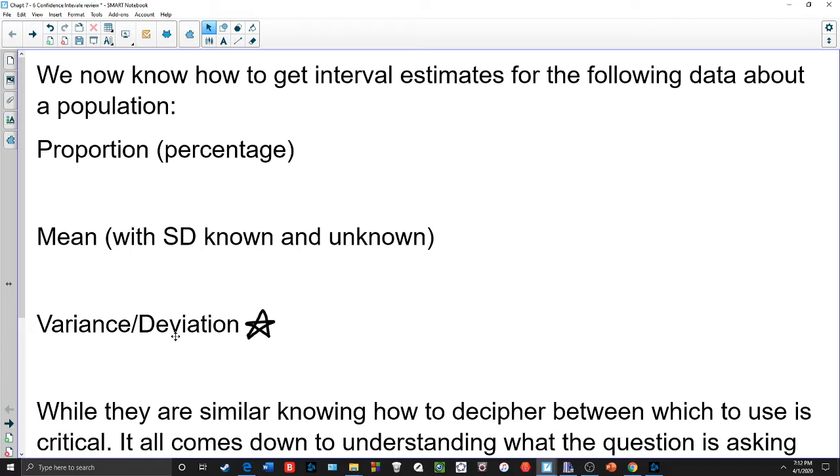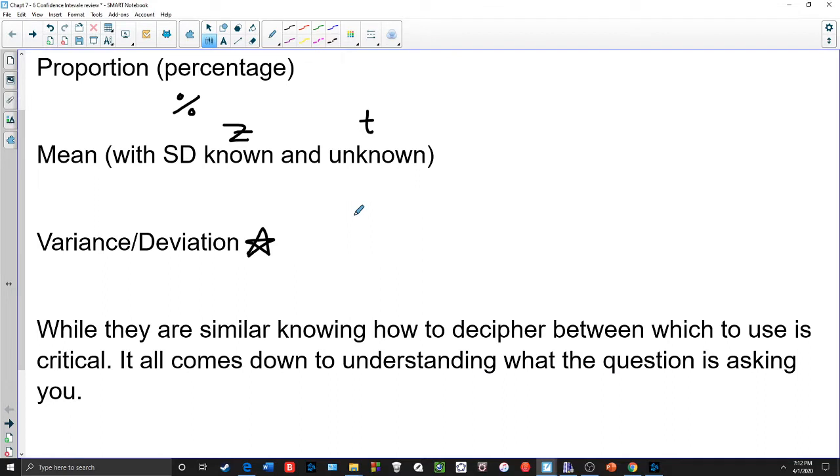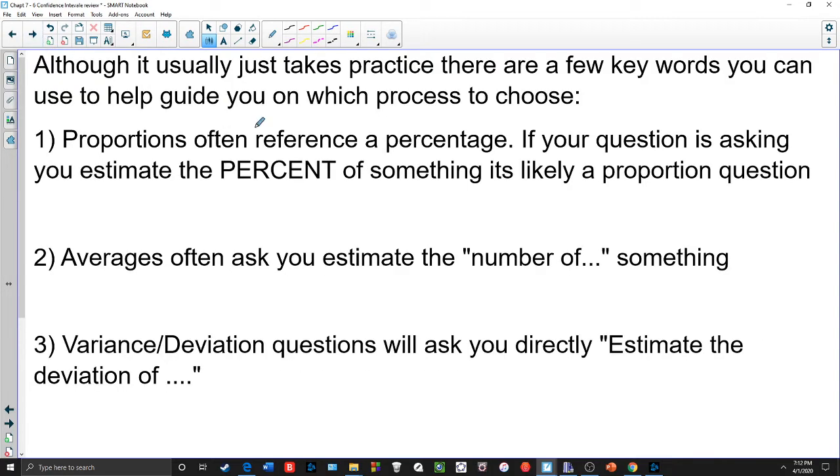So what we're going to focus on first is how to decipher when to use which method. Remember, proportion deals with when you're estimating a percentage. Mean deals with estimating an average, and that's either the mean with the standard deviation known, which is a z-score, or if the population deviation is unknown, which is a t-score. This is the main idea of how to know when to use the z and when to use the t, because this is the one where people will often get confused and mess up which score to use. So real quick, let's go over some questions you can ask yourself to help you figure out which one to use.